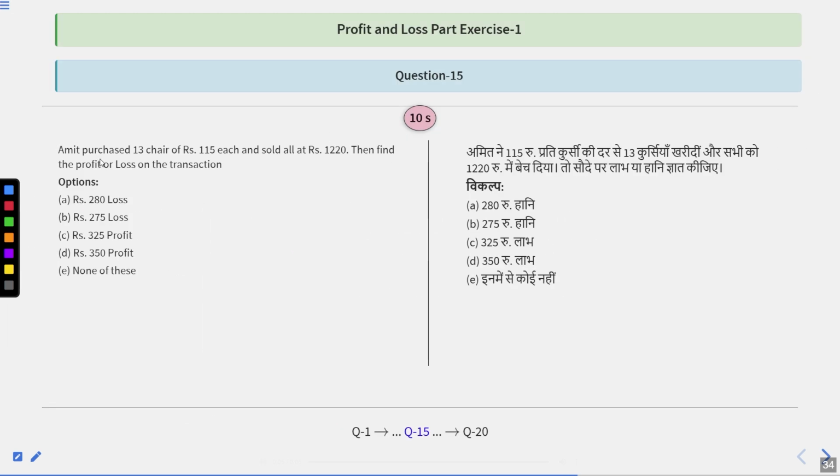Next one. Amit purchased 13 chairs for rupees 115 each and sold all at rupees 1220. Then find the profit or loss on the transaction. You have 5 options and 10 seconds to analyze the question. Your time starts now.